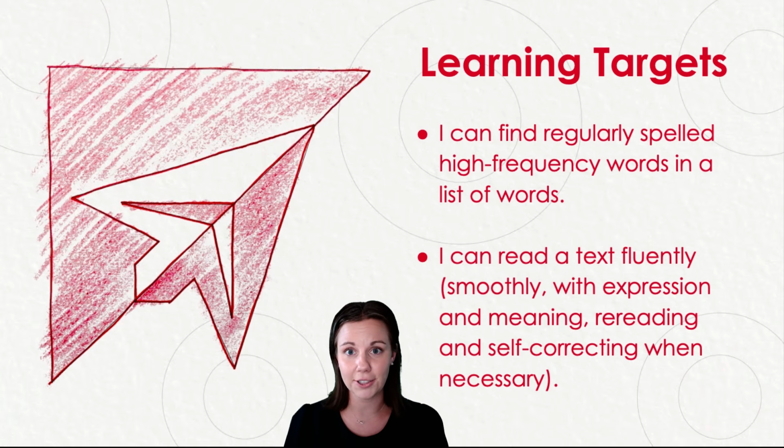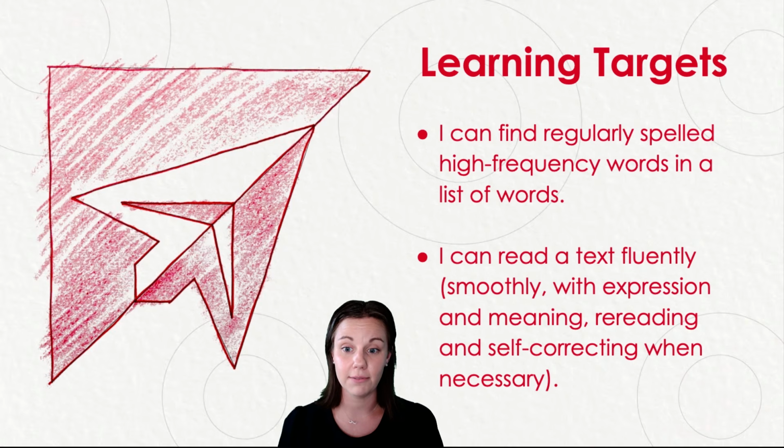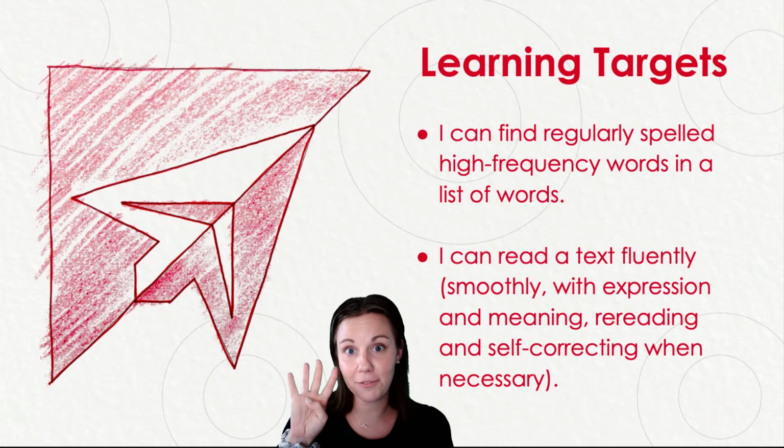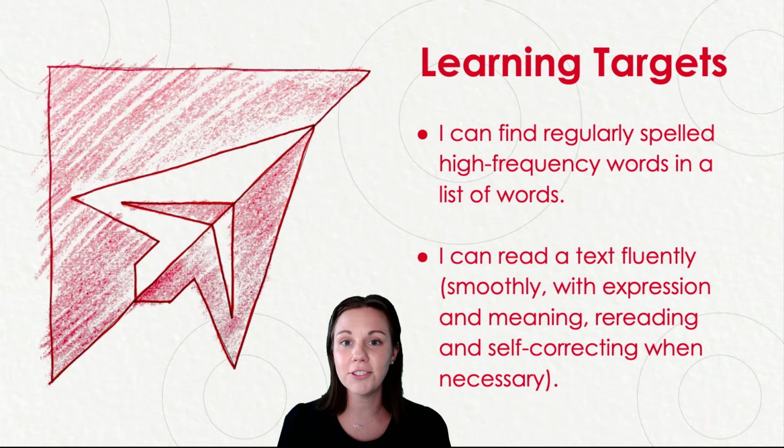The second learning target states, I can read a text fluently, smoothly, with expression and meaning, rereading, and self-correcting when necessary. That's going to help us just to become a proficient reader and make it sound really good.